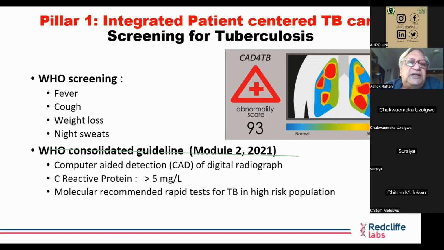They have also included that it is recommended to get a chest X-ray done, and the chest X-ray should be a digital X-ray, which is then analyzed by artificial intelligence, looking for hotspots in the lungs. These hotspots would indicate that there is a place of activity, so further investigations should be carried out in those who have hotspots in the lungs.